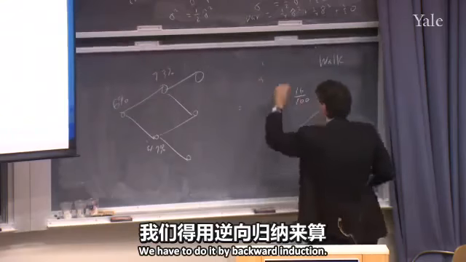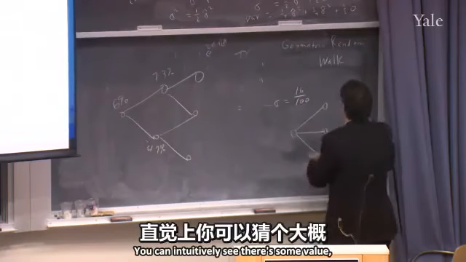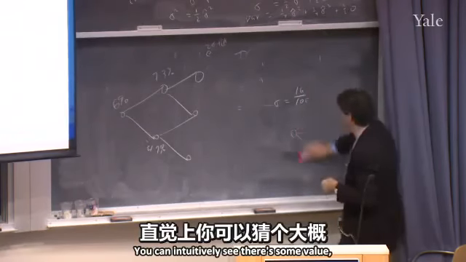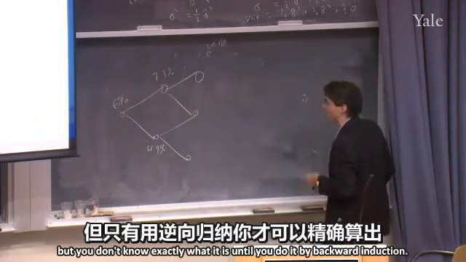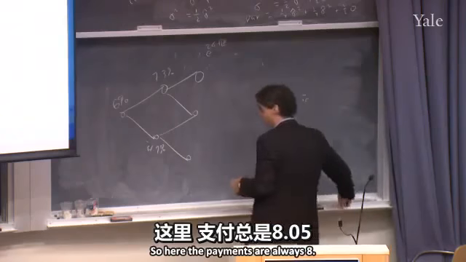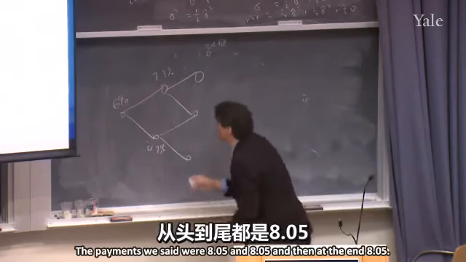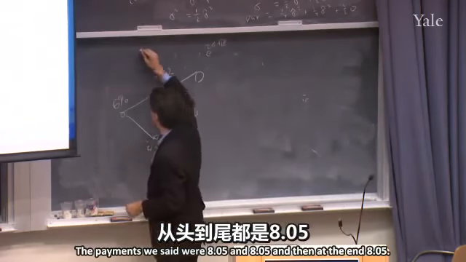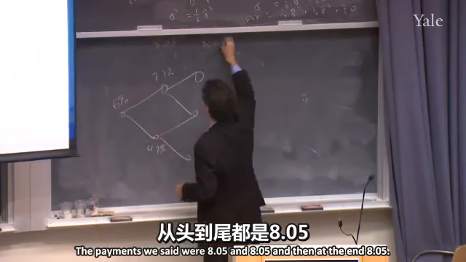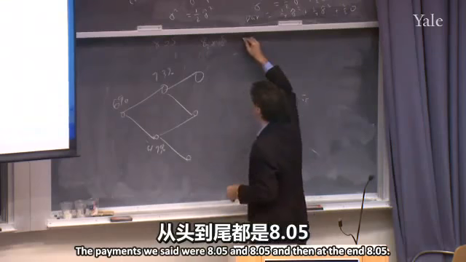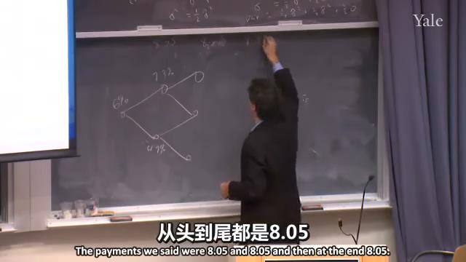We have to do it by backward induction. You can intuitively see there's some value, but you don't know exactly what it is until you do it by backward induction. So here the payments are always 8.05. The payments we said were 8.05, 8.05, and then at the end, 8.05.